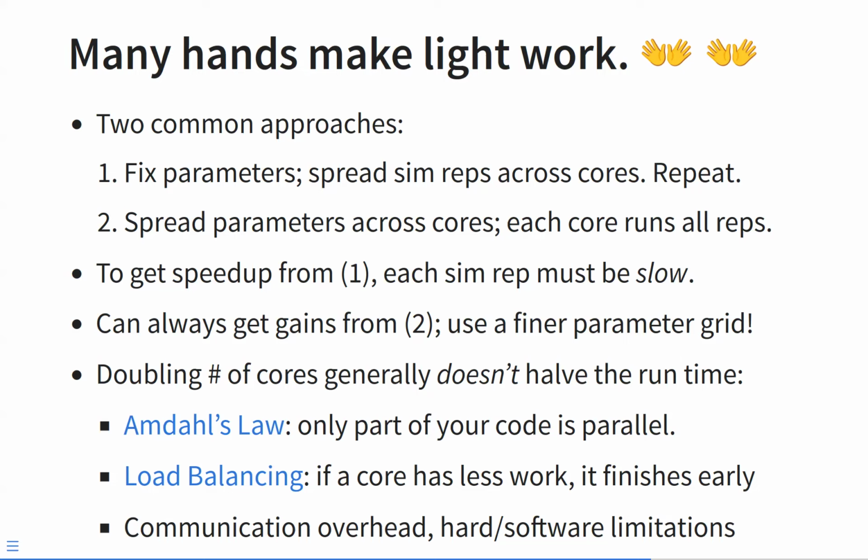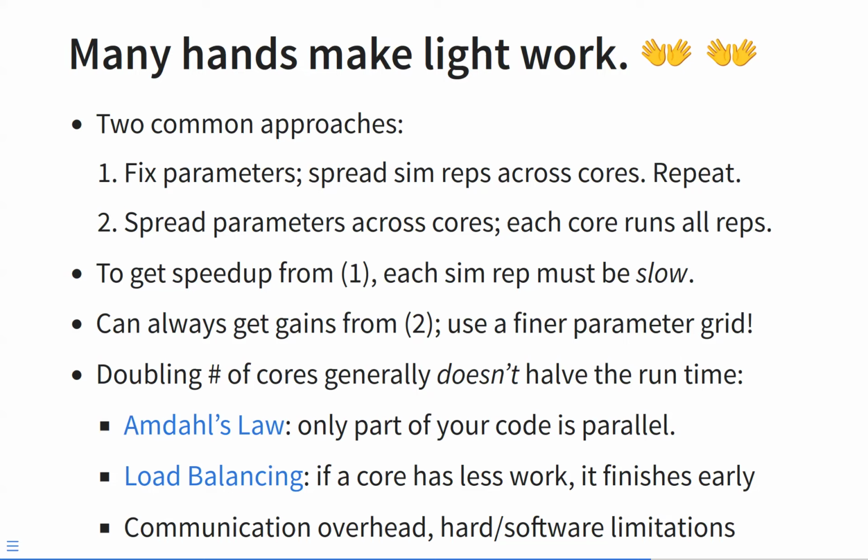So there are many ways to divide the work, and you may have to think a little bit about how you want to do it in any given application, because the key here is something called Amdahl's law. Doubling the number of cores generally does not halve the runtime. There's a crucial reason for this, and one is that only part of your code is parallel. The only thing you can get a time savings on by parallelization, of course, is the part of your code that really runs in parallel. If some of the code runs in serial, you can't get a speed up from that part. And that's one reason why doubling the cores won't necessarily halve the runtime.